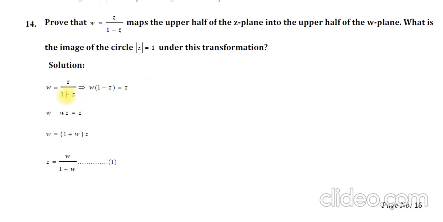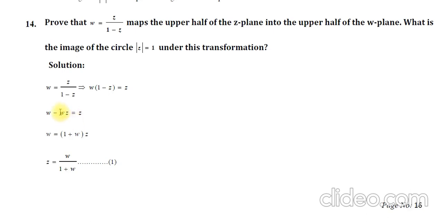Anyway, the very initial step, whatever may be the input or whatever may be the output, what we normally proceed with is, from the transformation given, I have to find out the value of Z. That is the initial step we have to proceed with, right? So W equal to Z by 1 minus Z implies, you just cross multiply it. So I will have W into 1 minus Z equal to Z. The next step, W minus WZ equal to Z.